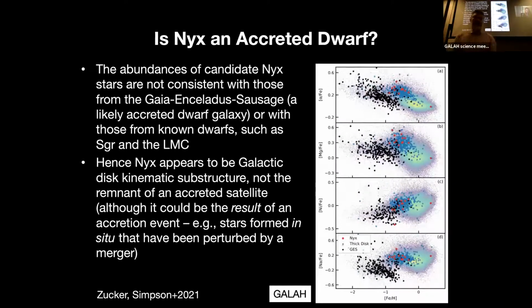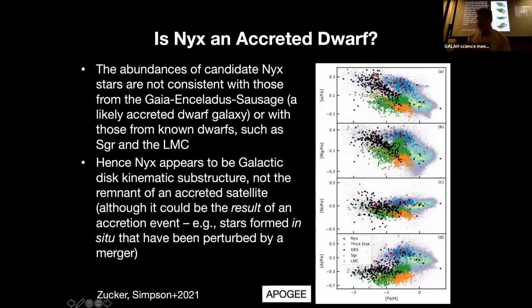We then went on to compare the abundances with Gaia Enceladus Sausage, you see here in the black dots, in a variety of elements and element ratios. And again, Gaia Enceladus Sausage, we believe, is the likely accreted dwarf galaxy. And you see that the Nyx stars all appear to be consistent with thick disk and not Gaia Enceladus Sausage.